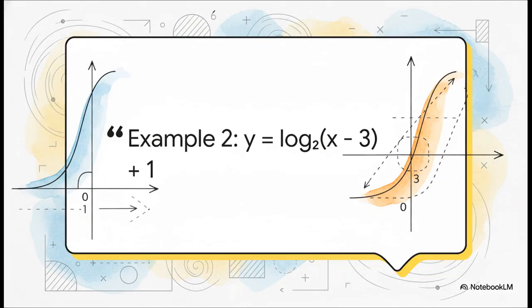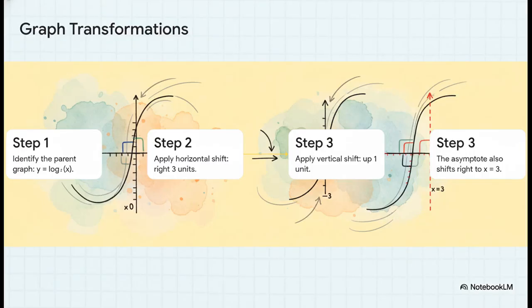Okay, time to level up. What happens when we start shifting and moving the graph around? In this case, we have a log base 2 that's been moved from its original spot. We just follow a simple process here. First, always identify the parent graph, which is y equals log base 2 of x. That x minus 3 inside the parentheses, that tells us to shift the entire graph 3 units to the right. Then the plus 1 on the outside tells us to shift it 1 unit up. And here's the crucial part.